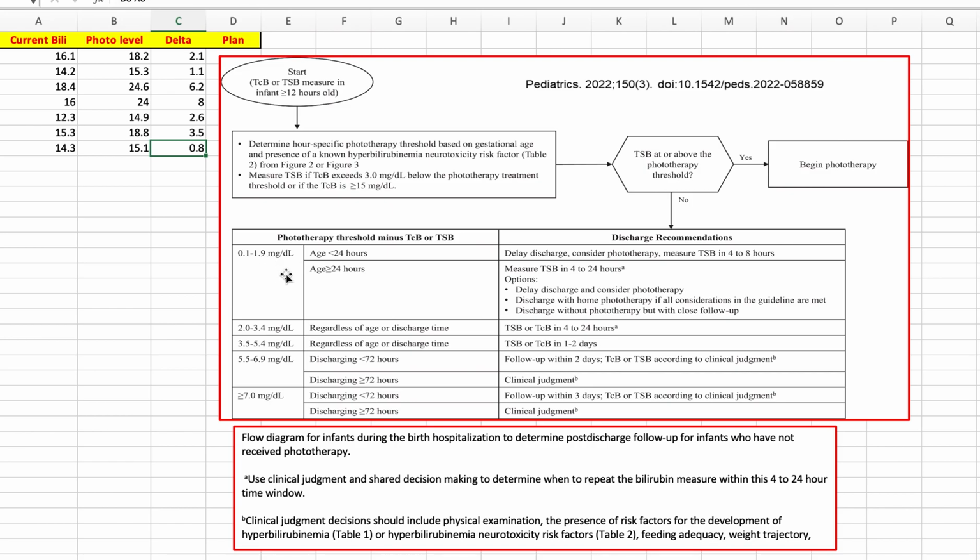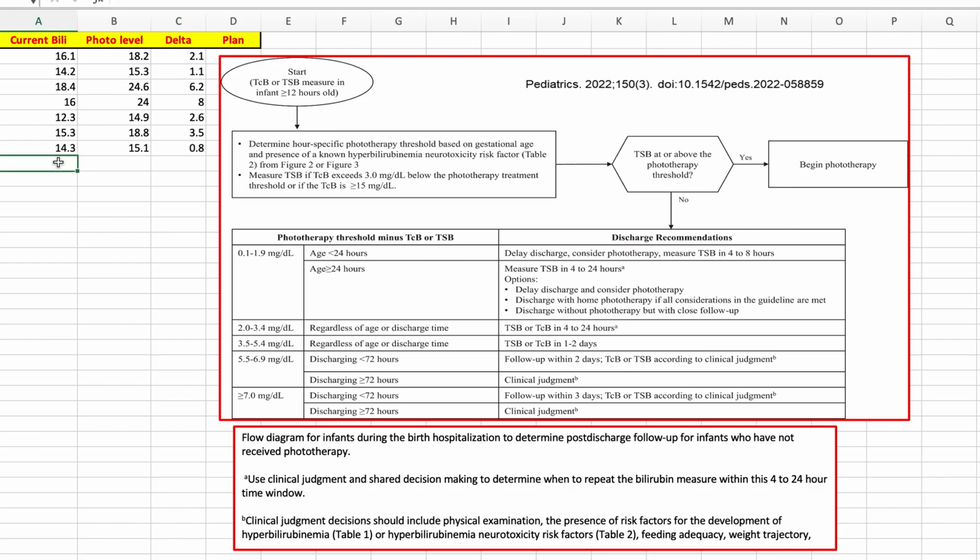So basically the baby falls here, and if the baby is greater than 24 hours, we assume you have to measure the bilirubin in 4 to 24 hours, and then you should delay discharge, and you can even consider phototherapy. So this is a very important concept: sometimes, although the baby is not up to the threshold of phototherapy, looking at the projection, it's better to discuss with the family and take a shared decision.